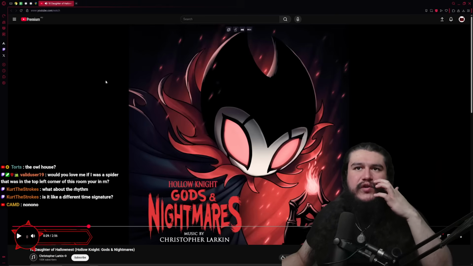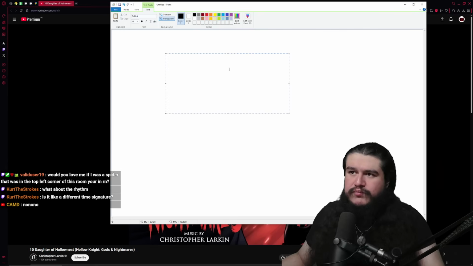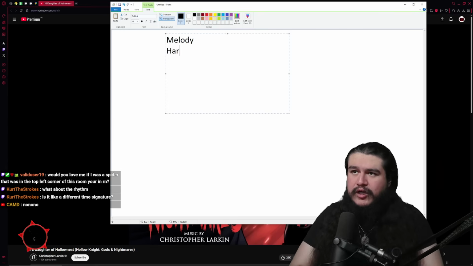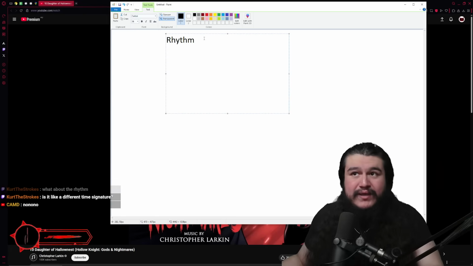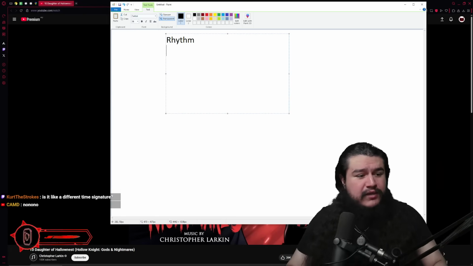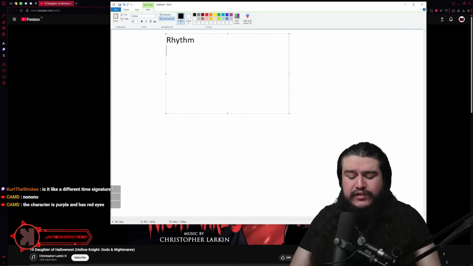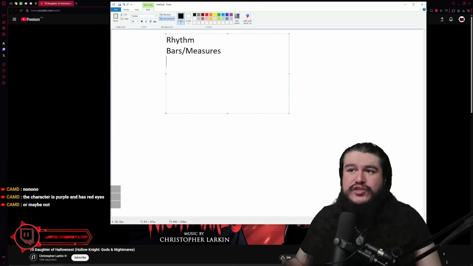Okay, so what we're doing over here is we're engaging in polyrhythms in a 6/8 time signature. When it comes to music, you have three elements: melody, harmony, rhythm. Rhythm being the use of time: how fast, how slow things happen, when they happen, beat, that kind of thing. And this is then subdivided into bars or measures. These mean the exact same thing, which then are determined by your time signature.